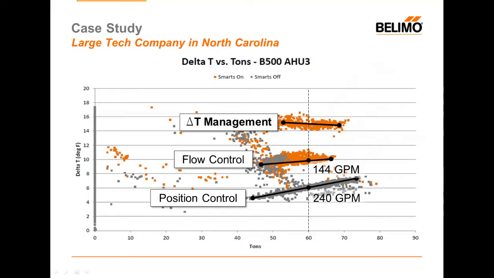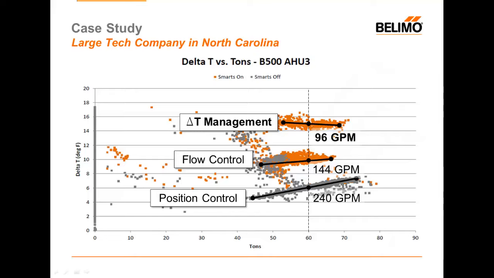Then we engaged delta T manager for that third period of time. Again, it's the same air handler in the same building, third period of time with the same energy valve, and they engaged delta T manager. Now we're getting delta Ts in the 15 degree F range, and so to offset a 60 ton load there, now we're only requiring 96 gallons a minute.